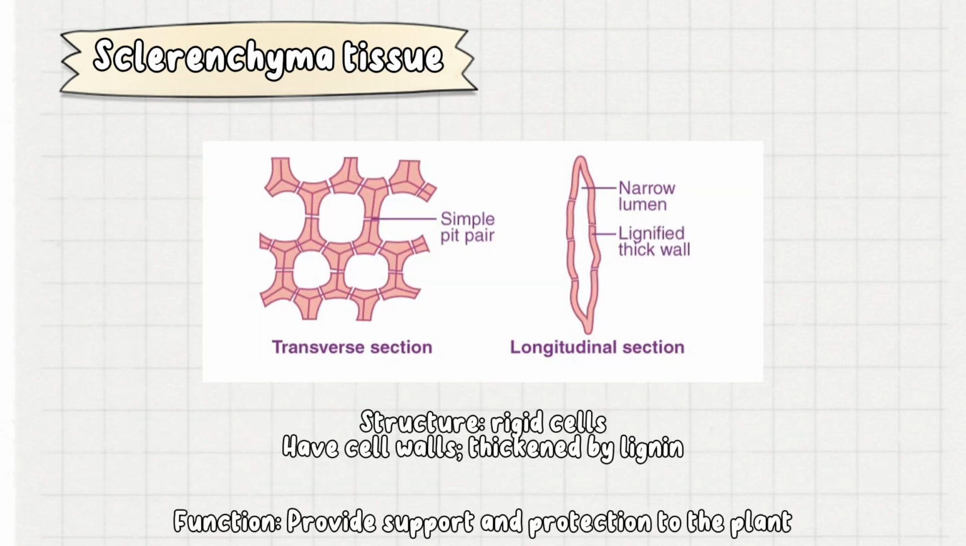Sclerenchyma tissue is made of rigid cells. The cell walls are thickened by lignin. It is functional to provide support and protection to the plant.